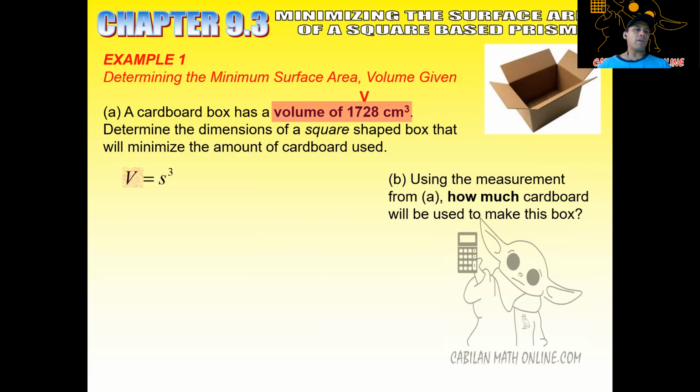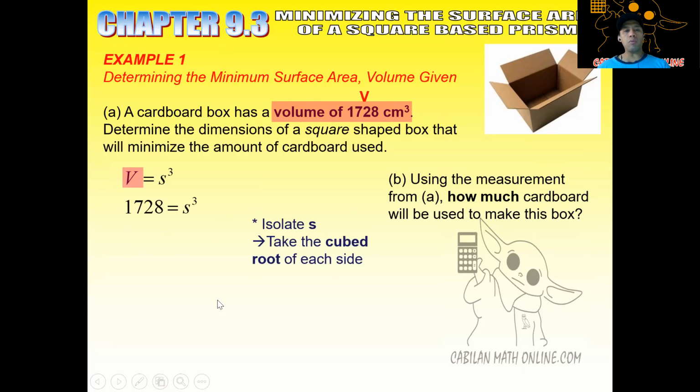When we do that, in your calculator, you're now going to take the cube root of 1,728. So start off by pressing the second function key, the x cubed key, and then punch in 1,728. And when you press equals, you should get 12, or in this case, 12 centimeters.